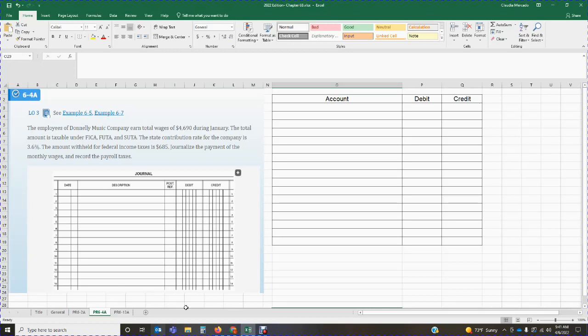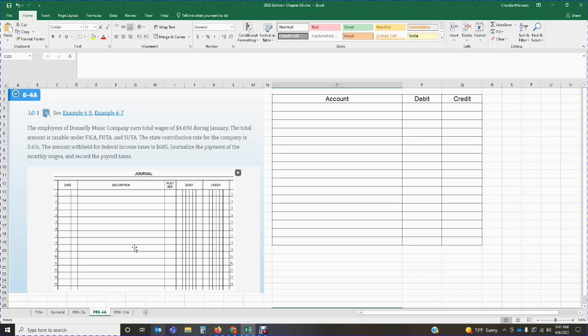The employees of Denelli Music Company earned total wages of $4,690 during January. The total amount is taxable under FICA, FUTA, and SUTA. The state contribution rate for the company is 3.6%. The amount withheld for federal income taxes is $685. We have to journalize the payment of the monthly wages and the payroll taxes, okay?